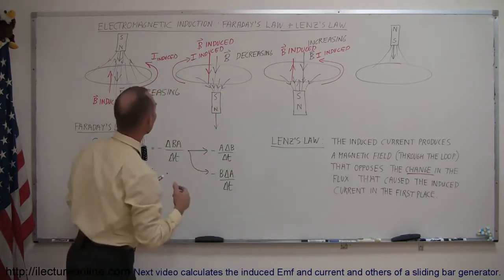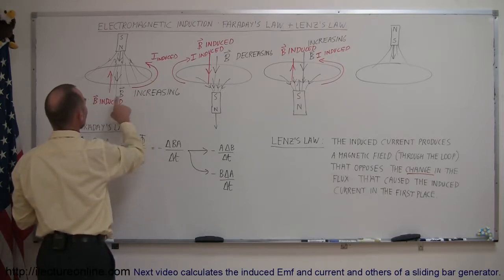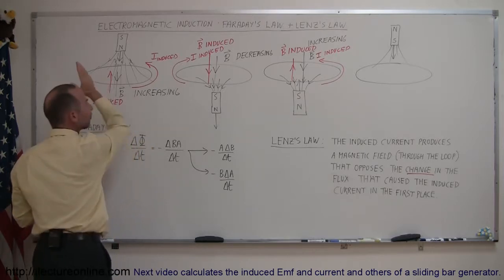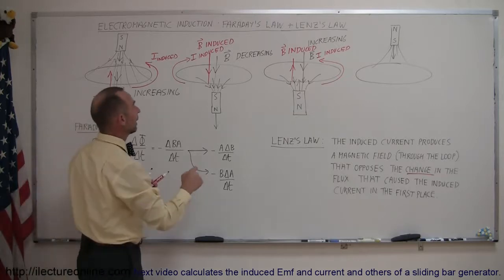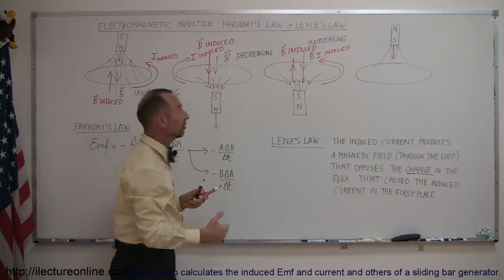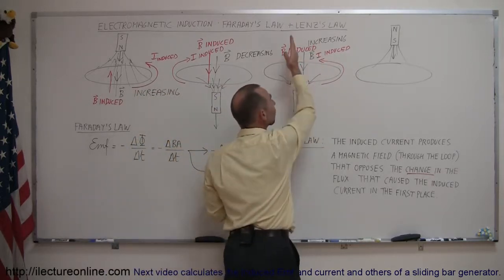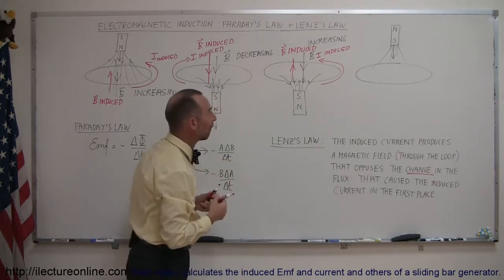So you kind of see the pattern. If the magnetic field is increasing, the induced magnetic field will be in the opposite direction of the increase. If it's decreasing, it'll be in the same direction because it's trying to prevent it from decreasing. Here it's increasing, so the induced magnetic field will be in the opposite direction to try and keep it from increasing.